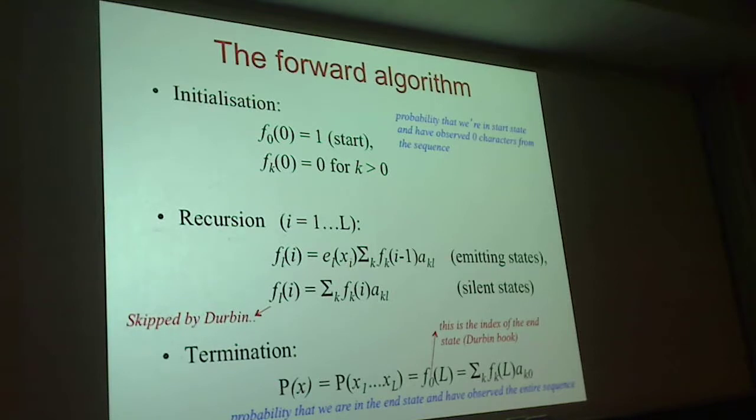So if you carry out this algorithm, you've answered the question, what is the total probability, the total sum of all these possible probabilities?